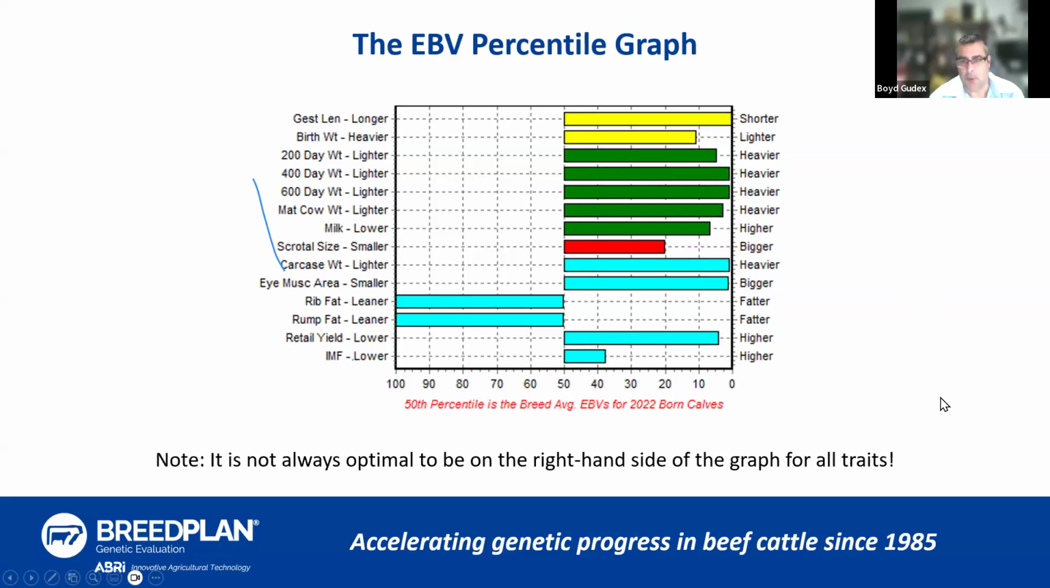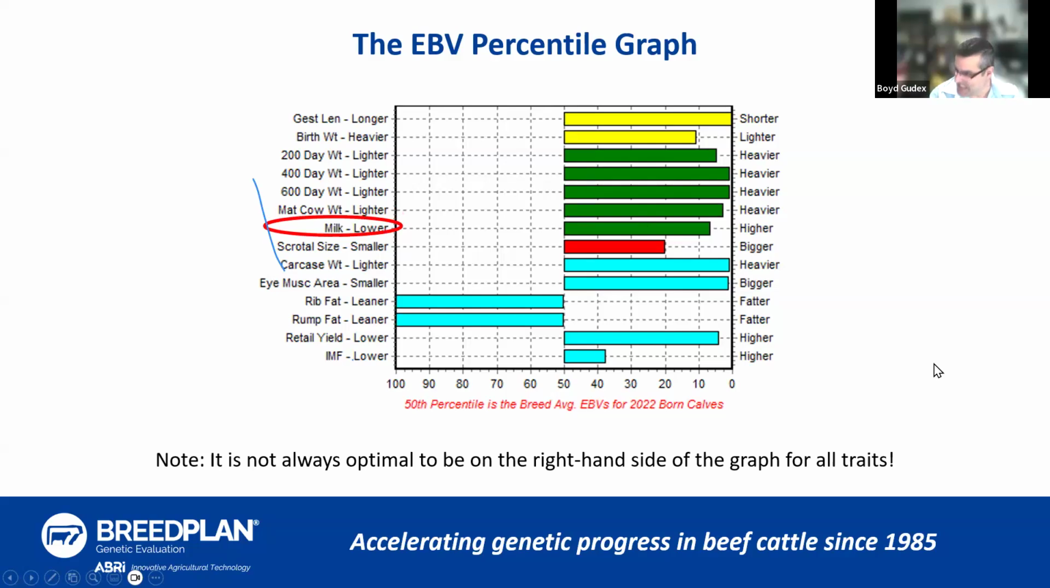Now, it's not always optimal to be on the right-hand side of the graph for all traits. This is going to depend on your breeding objective, but one might be mature cow weight. If you're concerned that your cows are getting too big and therefore consuming too much feed, you might want to be more moderate or even potentially slightly negative.